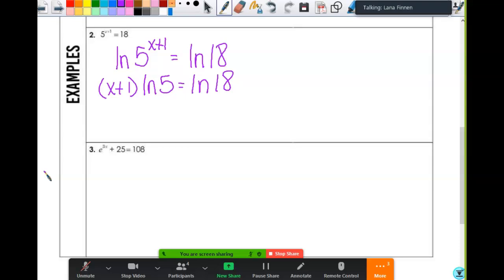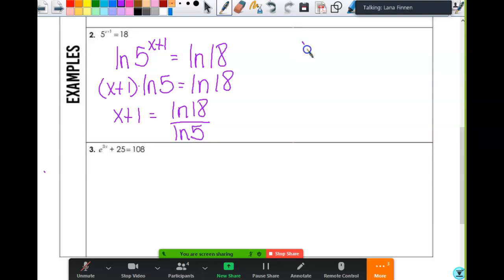Then, what do you think I should do next? I could distribute, but do I have to? I can go ahead and divide, so I think I'm going to go ahead and divide. So I will get x plus 1 equals the natural log of 18 divided by the natural log of 5.